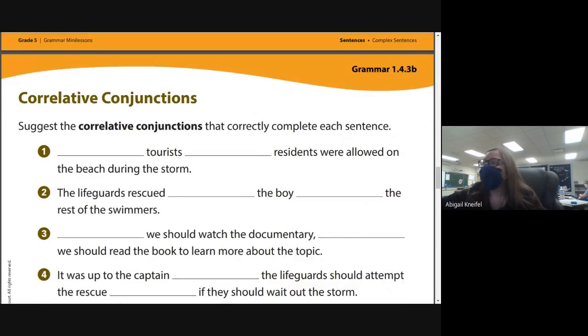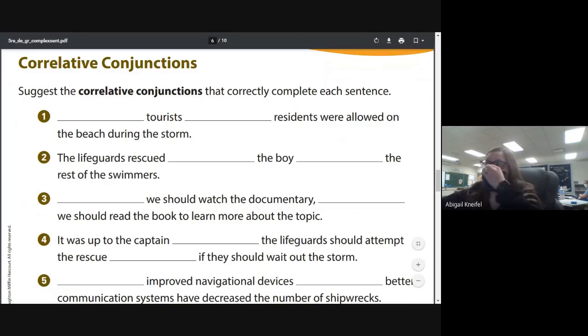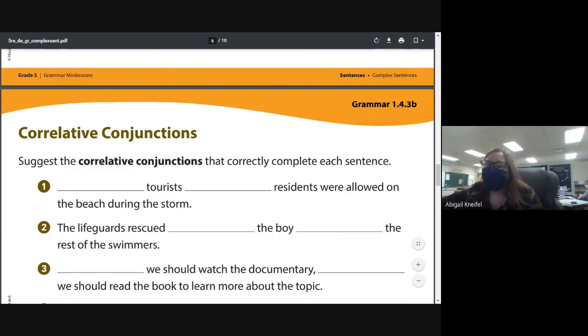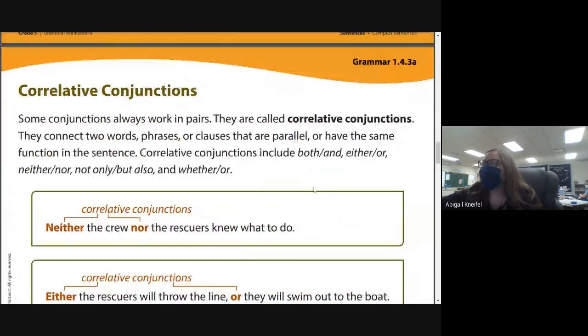So now we're going to throw in some lovely ones. So suggest the correlative conjunctions that correctly complete the sentence. So I have blank tourists, blank residents were allowed on the beach during the storm. So what might fit there? Blank tourists, blank residents. Would it be both residents and tourists? Or wait, I'm saying that backwards. Would it be both tourists and residents? Would it be neither tourists or residents? Would it be neither tourist nor residents? Not only, but also whether or.